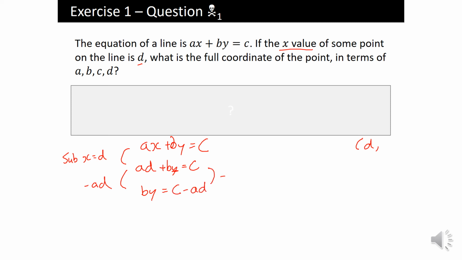We've got to do it to both sides actually, so I should have done the arrow there as well. So we've got by equals c minus ad, and to get just y on its own, we need to divide by b. So we end up with y equals, got to do that to both sides, c minus ad all over b. So quite a tough algebra one there. So our y coordinate is c minus ad all over b.